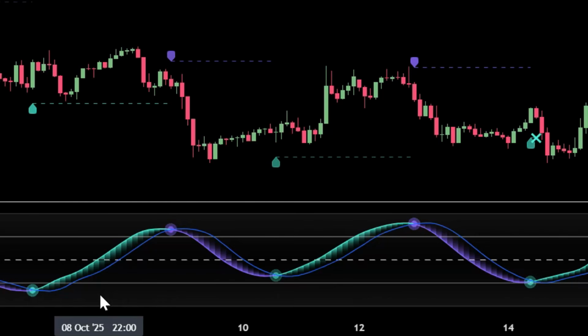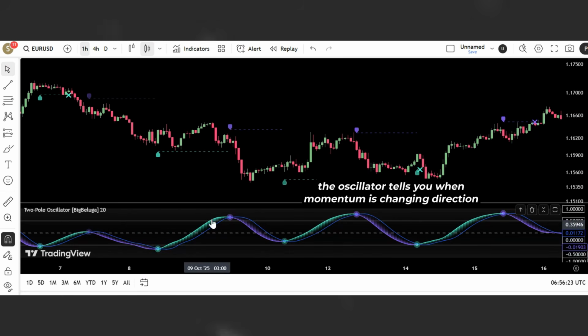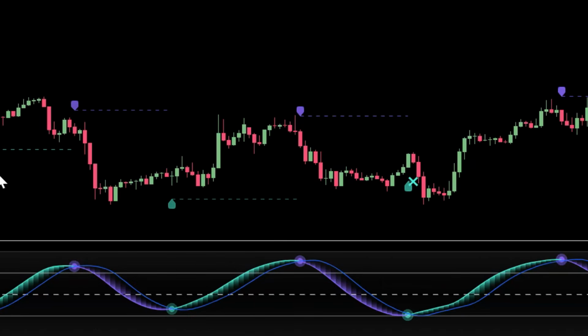Think of it like this. The oscillator tells you when momentum is changing direction, and the arrows make it visual, like traffic lights for trading. Pretty simple, right? And sometimes you might notice a small X mark near a signal. That just means the price went against that signal, so it's no longer valid.